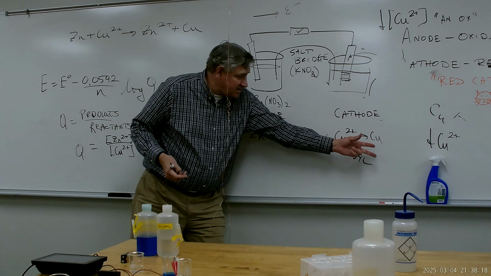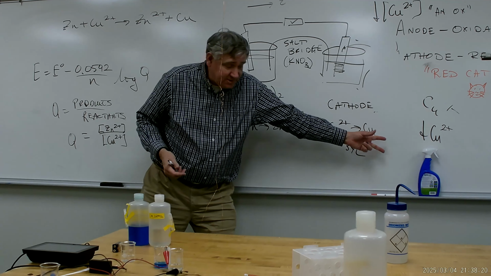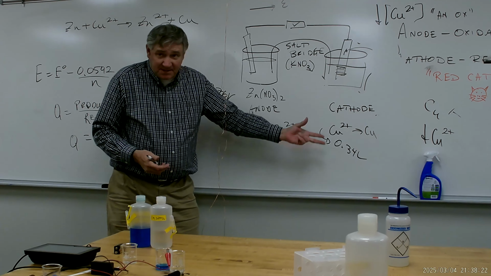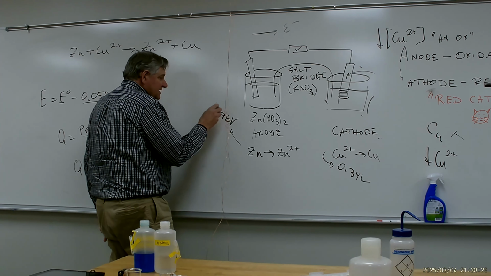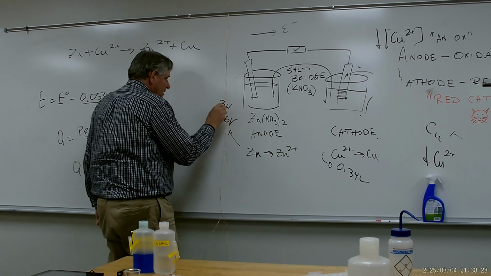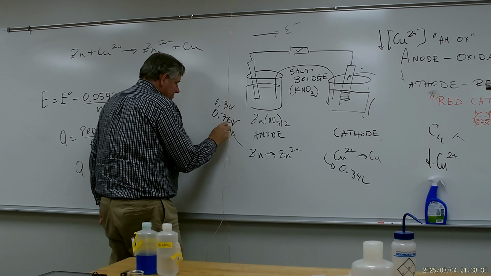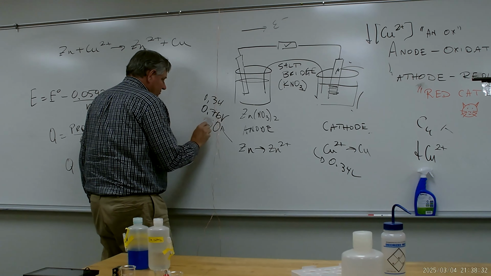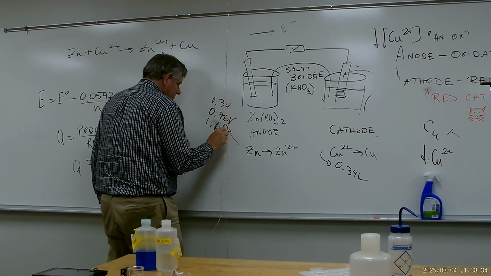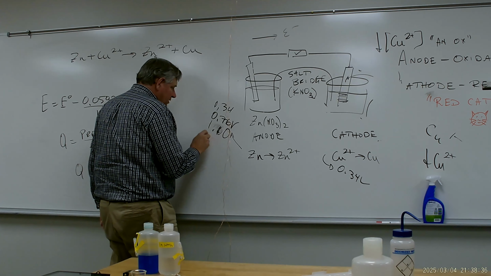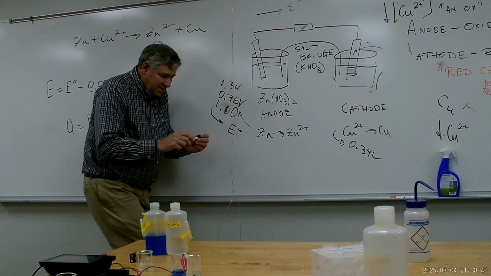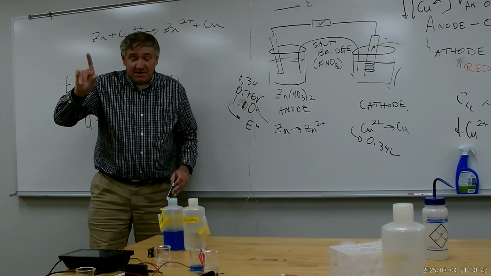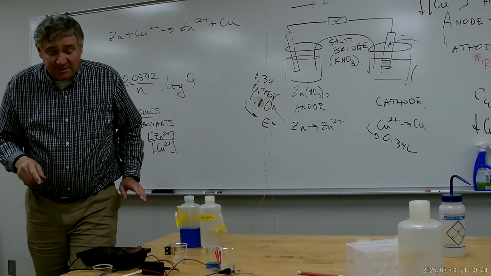So the copper is going to go in this direction. That's going to get reduced. The zinc's going to get flipped because it's better off giving up the electrons. So if I add these together, I get 1.10 volts. So this 1.10 volts is the E naught value. In theory, that's what the voltmeter should read.